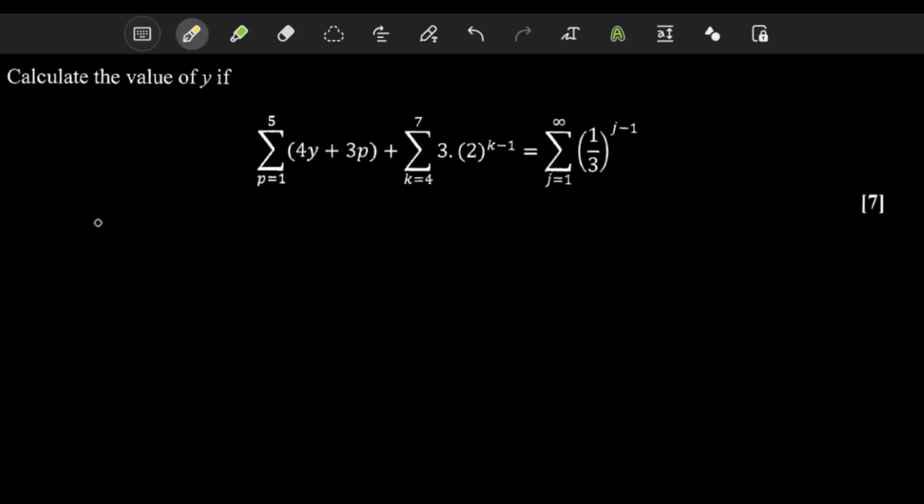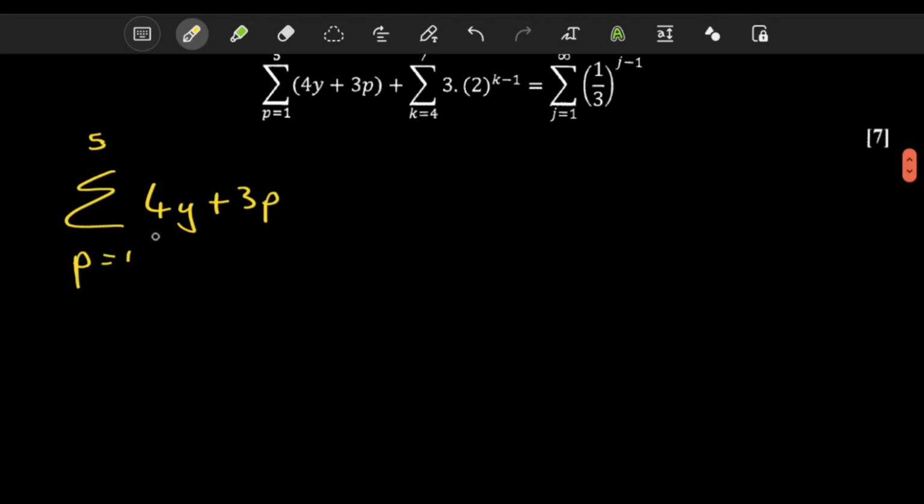The first part here, they told you that you're adding up stuff starting from where p is a 1 until where p is a 5, and the expression is just 4y plus 3p. Because this is just from 1 to 5, we can actually visualize it for ourselves. Same here, this is just from the 4th one to the 7th one. All this means is wherever p is, we throw in a 1, a 2, a 3, and a 4 until a 5.